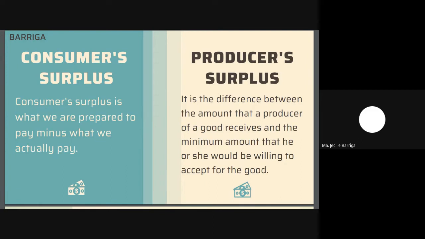The next one is the producer surplus. It is the difference between the amount that the producer of a good receives and the minimum amount that he or she would be willing to accept for the good. So, for every economic transaction, there may be both producer surplus and consumer surplus. The aggregate or combined surplus is referred to as the economic surplus. Next slide, please.